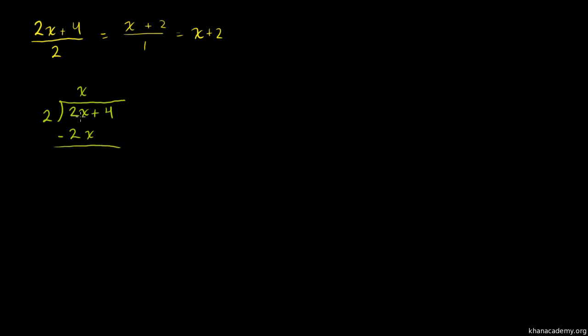So 2x plus 4 minus 2x is what? It's 4, right? And then 2 goes into 4 how many times? It goes into it 2 times, a positive 2 times. Put that in the constants place. 2 times 2 is 4. You subtract, remainder 0. So this might seem overkill for what was probably a problem that you already knew how to do in a few steps.